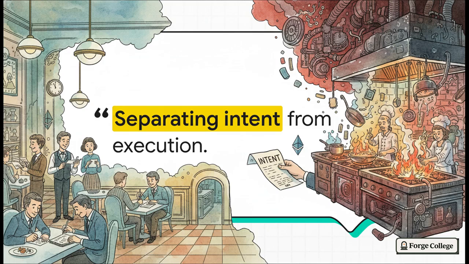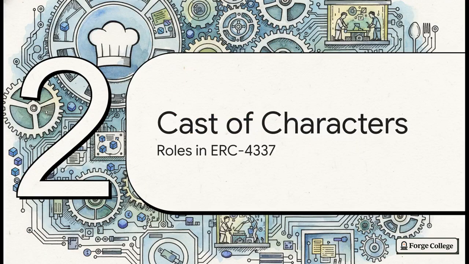Absolute madness, right? But in ERC-4337, you just write down your order, that's your intent, you hand it to a waiter, and you stay comfortably off-chain in the dining room while all the heavy lifting, the execution, happens on-chain in the kitchen. This foundational genius is exactly what allows us to build those incredible, super user-friendly experiences on top of the blockchain. Moving right along to Section 2, the cast of characters.